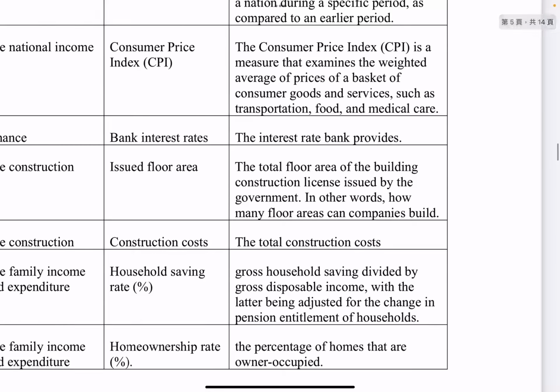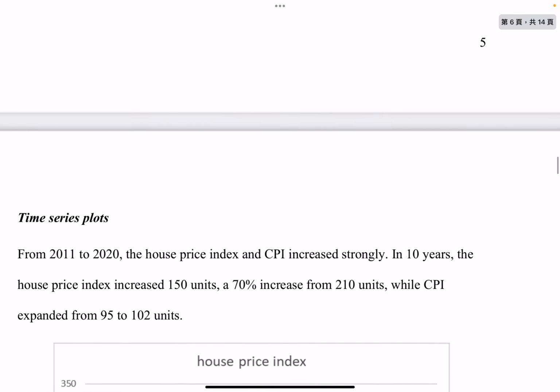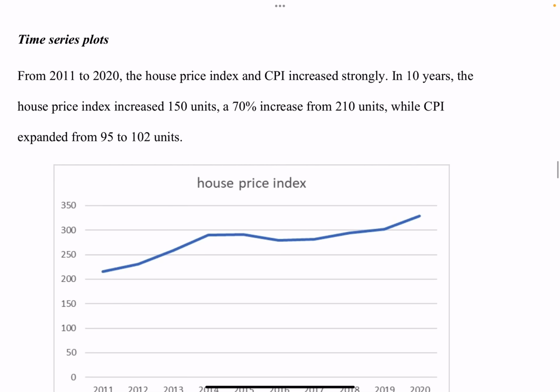Let me tell you my results. So the results are divided into 3 parts. The first is some time series plots. And then I will have the relationship between the house price index and other variables. And at last, I will have linear regression to predict the house price index.